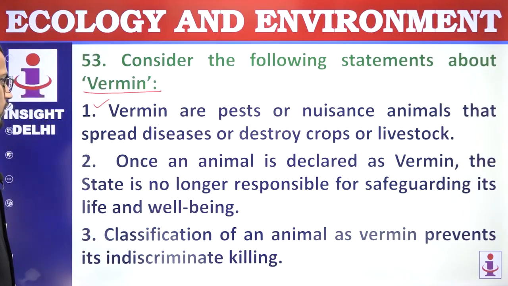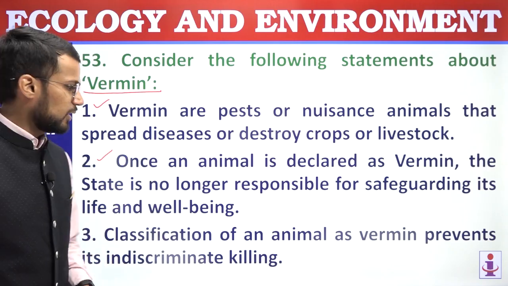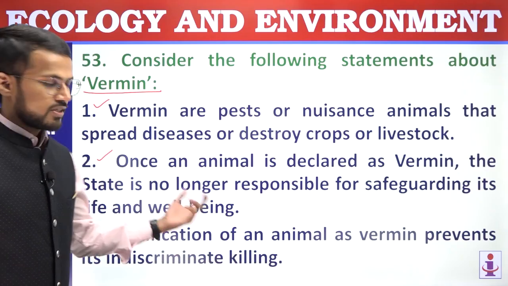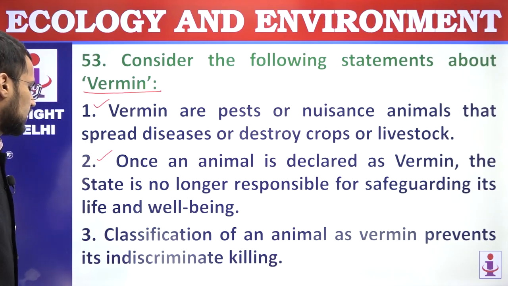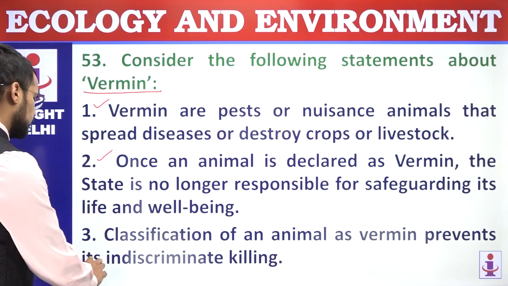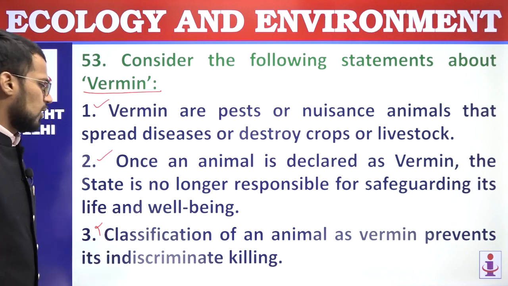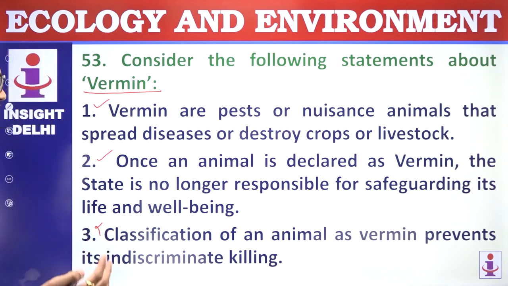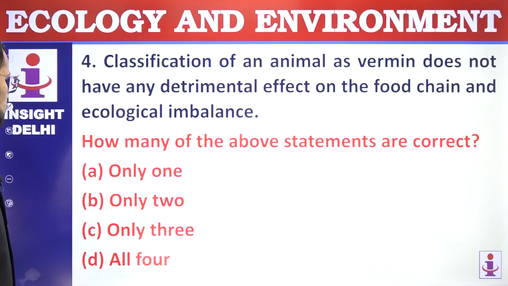Second, once an animal is declared as vermin, the state is no longer responsible for safeguarding its life or well-being. Right? So once a particular animal is declared as vermin, it can be killed. Second statement is correct. Third, classification of an animal as vermin prevents its indiscriminate killing. No, this is not the case. Once an animal is classified as vermin, there can be killing of that particular animal, right?